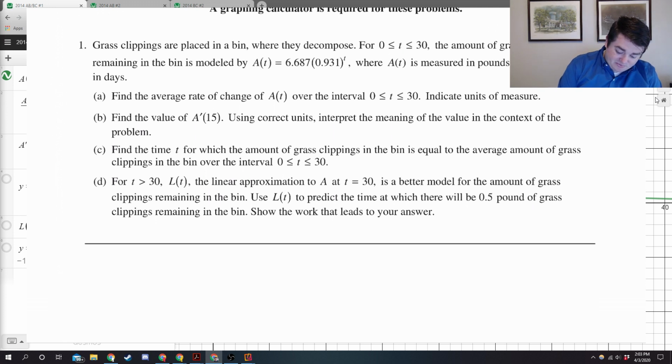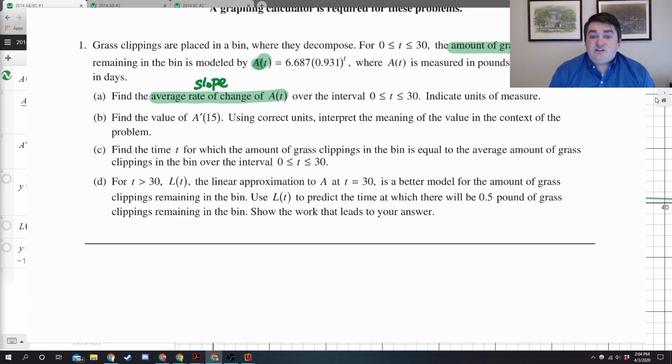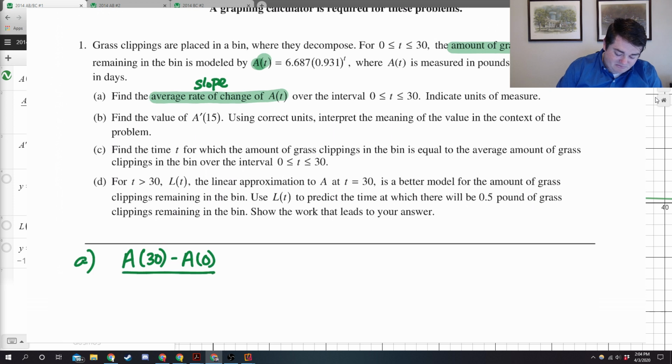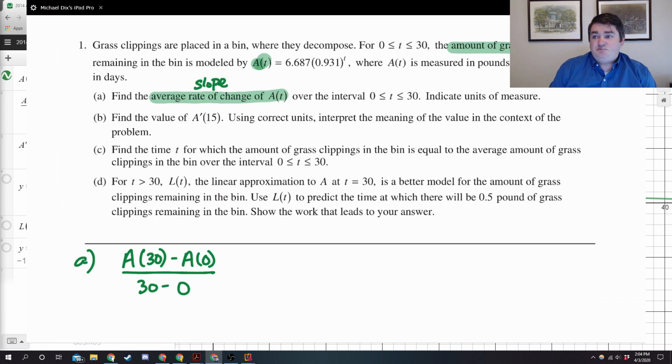So when I look at this problem, I notice that the amount of clippings is A of t, and I've been asked to find the average rate of change of A of t. So what they're asking me to do, in essence, is find the slope of A of t. So for part A, I would say the slope would be the function A at 30 minus the function A at 0 divided by 30 minus 0.